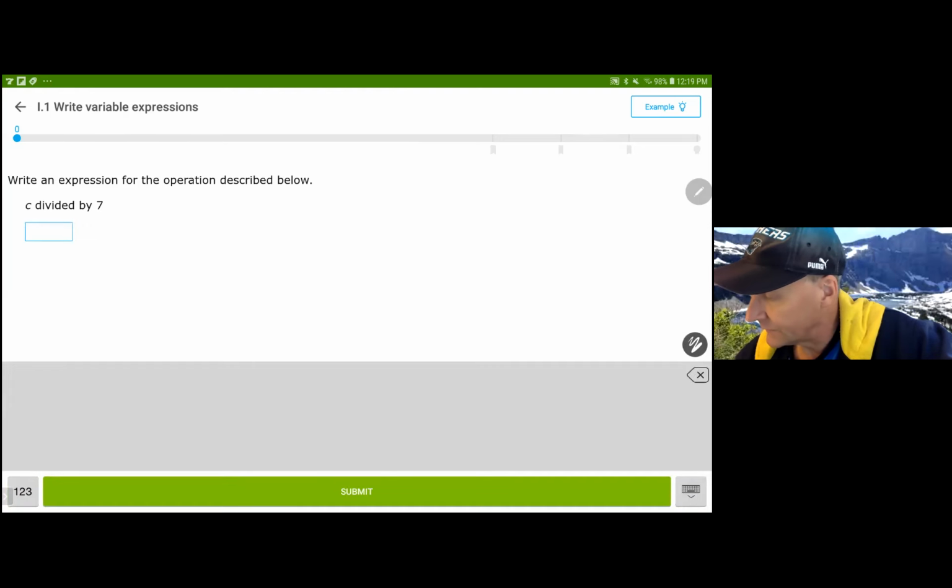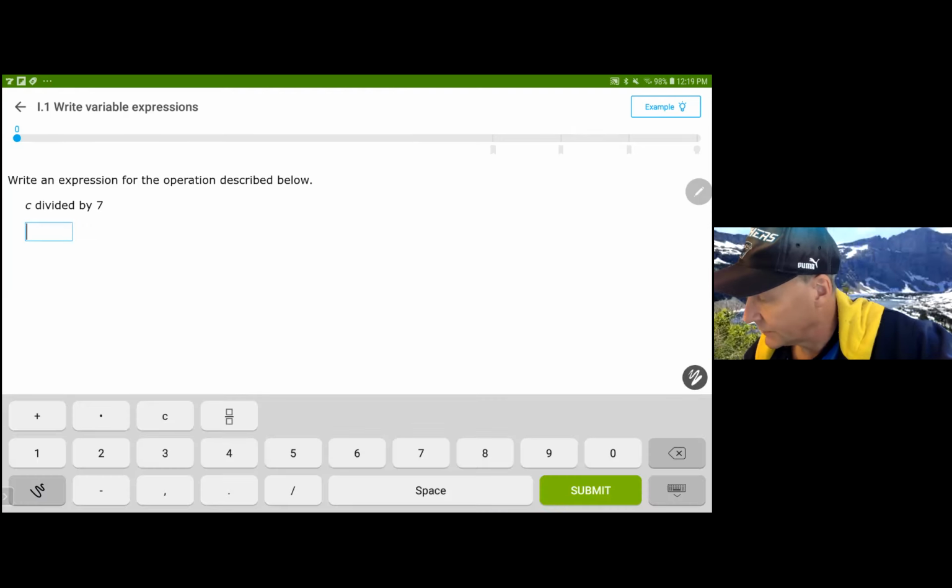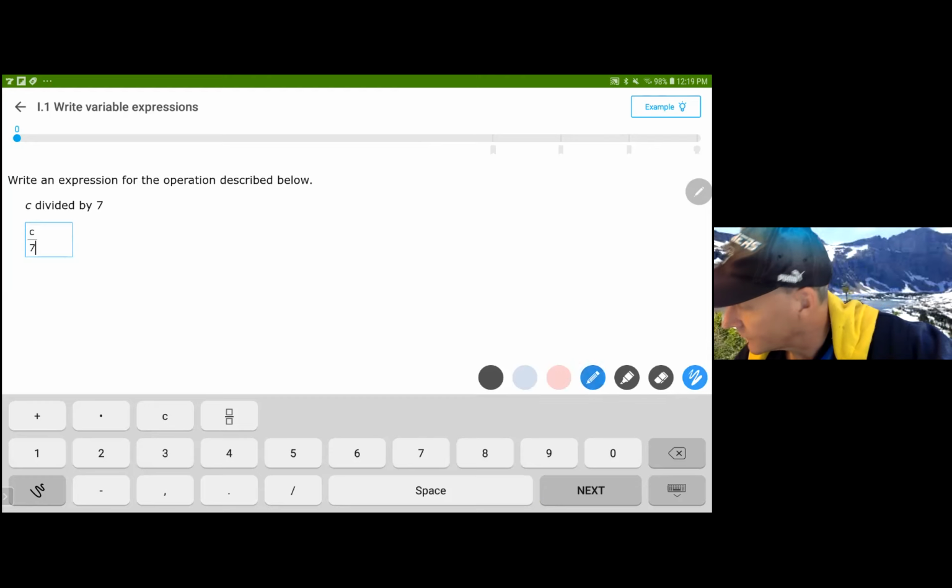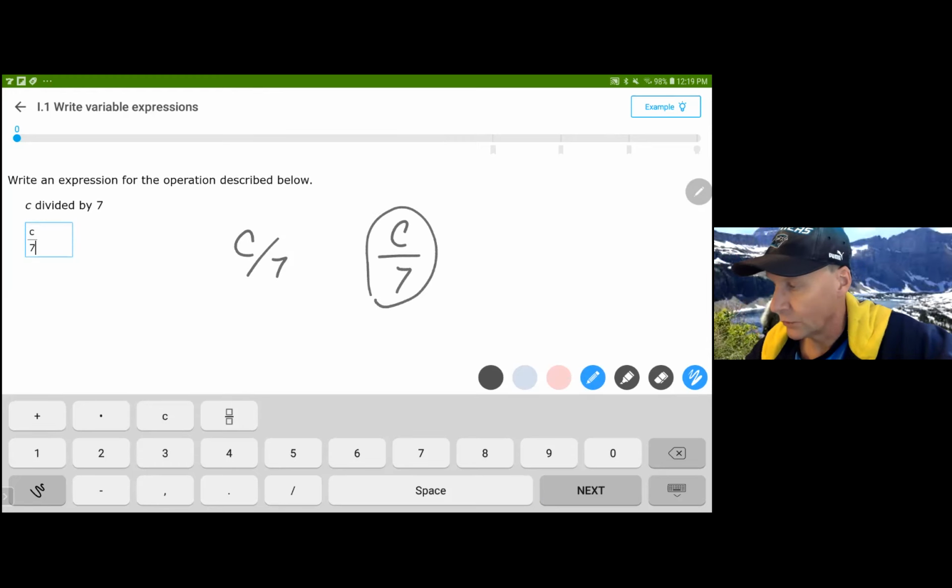A lot of people want to use the division symbol, but don't use that. Actually write a fraction. That is much better in algebra to use the division line. You could use divided by using the slash, but it's much better to write them straight up and down, because then it's clear which one is in the numerator and which one is in the denominator.